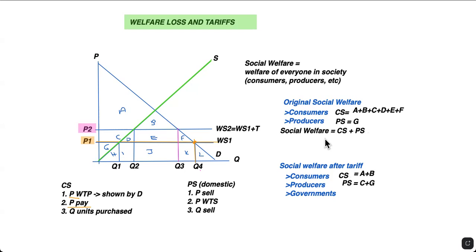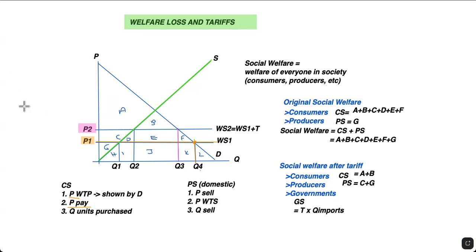Originally, we only had consumers and producers in this domestic country. So overall, the total social welfare was A, B, C, D, E, F, and G. Afterwards, though, we have the issue that the government is now coming into play. The government is generating a surplus for themselves because they are charging a tax on all of the imports. So the government surplus is going to equal the amount of tax that they charge on all the quantity of imports into the country. Okay, so this is only something that happens with the tariff, obviously.